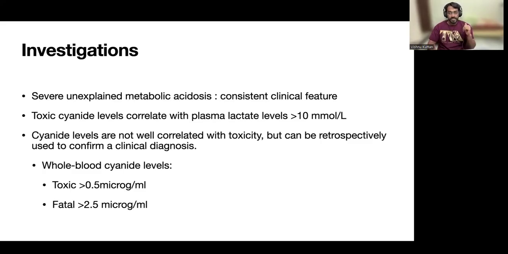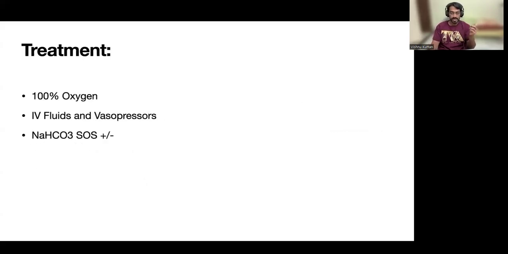And you don't need a cyanide level to diagnose toxicity. Similarly, you don't need a carboxyhemoglobin to diagnose. It just augments your diagnosis. And you can do a whole blood cyanide level. A toxic dose is more than 0.5 mcg per ml, and your fatal dose is 2.5 mcg per ml. So that is one thing. Treatment is again essentially the same.